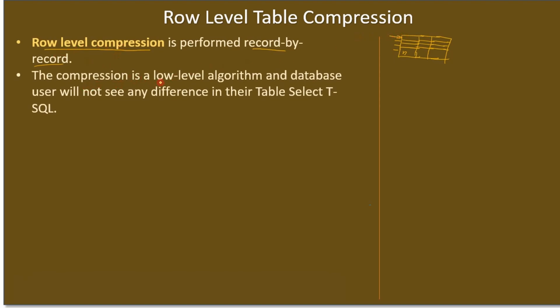Row level compression is a low level algorithm, and the database user will not see any difference in their table select T-SQL. What we mean is, after you perform the low level algorithm, that means row level compression, making the select query on the compressed table doesn't make any difference in terms of time.